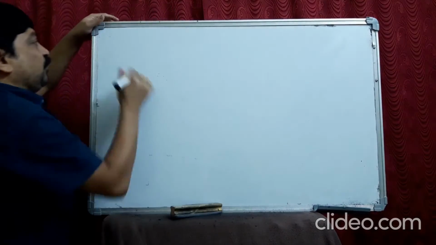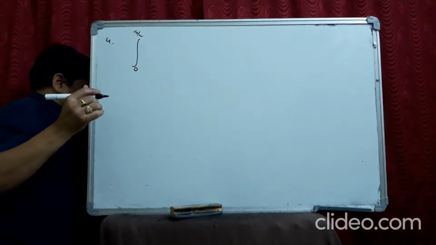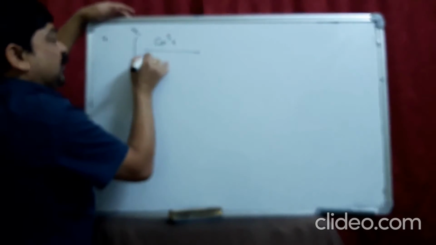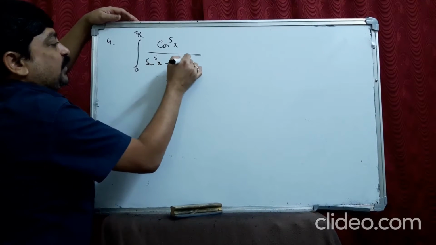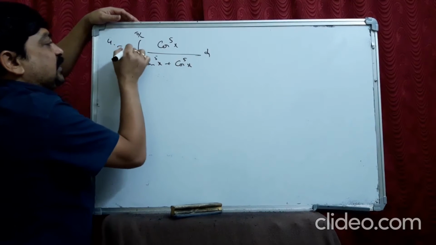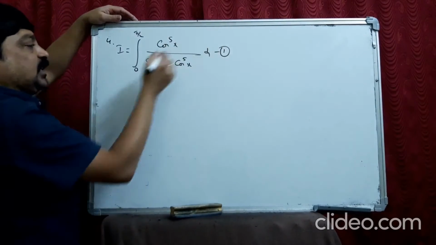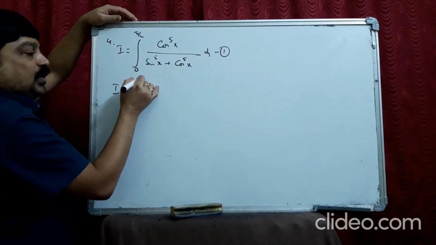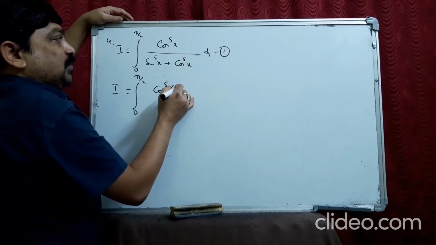So, fourth question: integral from 0 to pi by 2 of cos power 5x by sin power 5x plus cos power 5x dx. Let us take it as I, and this is given as 1. I is equal to the integral from a to b of f of x dx, which is equal to the integral from a to b of f of a plus b minus x.